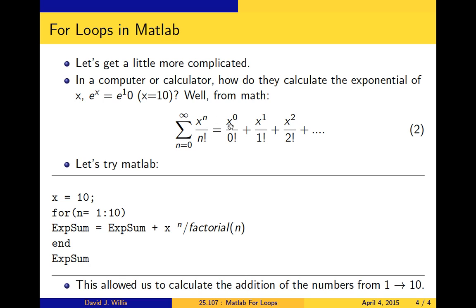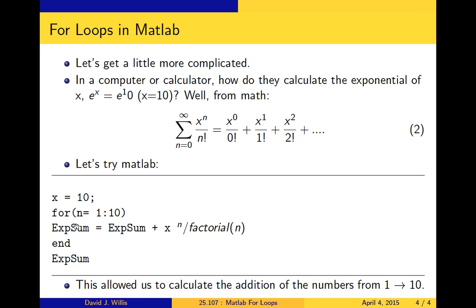So in this case, when we have n equals 0, we have x to the 0 divided by 0 factorial, plus x to the 1 divided by 1 factorial, plus x to the 2 divided by 2 factorial, plus x to the 3 divided by 3 factorial, up to x to the n divided by n factorial. So in Matlab, how does this work? We're going to start by setting exp sum equal to 0.